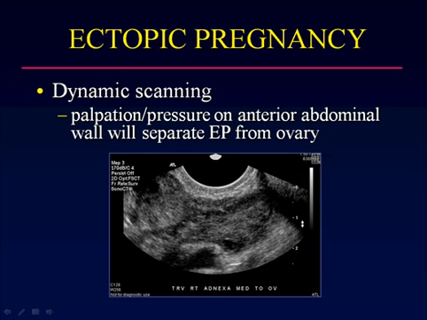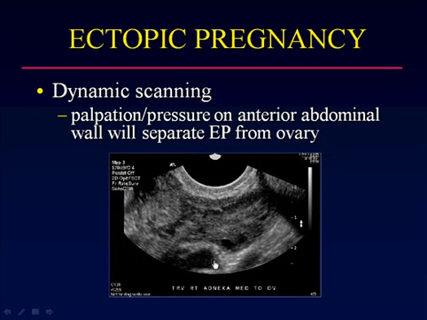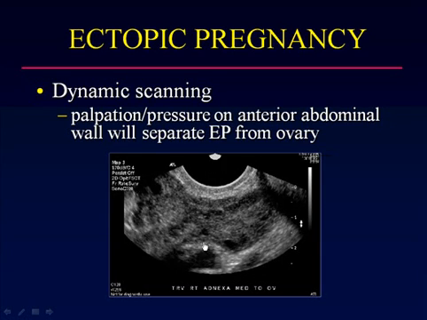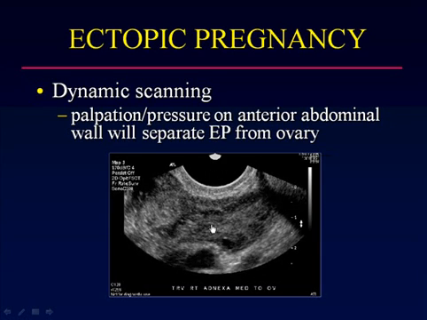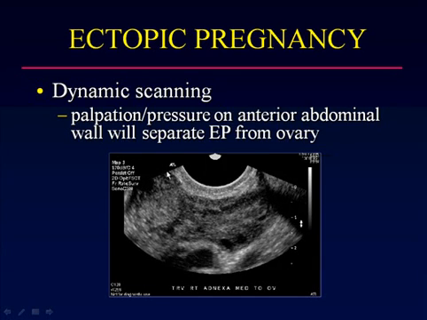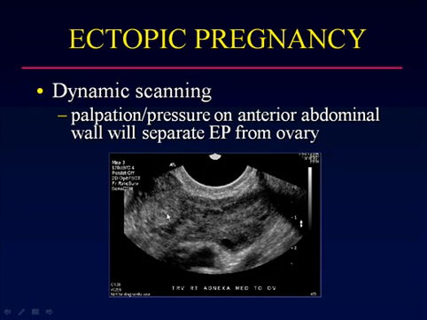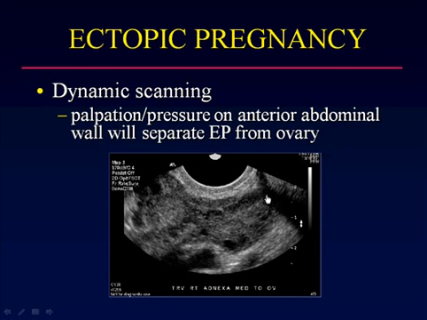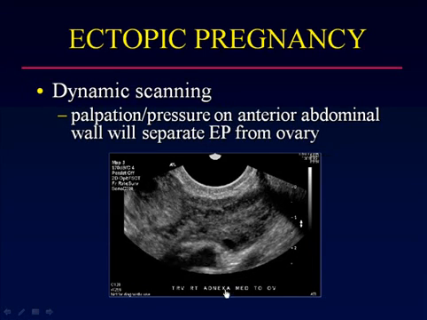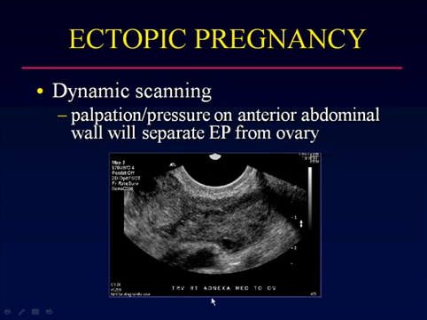And then the last thing you might try and do is dynamic scanning, and you push on the anterior abdominal wall and you see if you can separate the cystic structure that you see here on the left-hand side of the slide from the ovary here on the right-hand side. This is a video clip demonstrating that as we push anteriorly, you can see that the ectopic pregnancy, which is very echogenic, moves quite separately from the ovary here, which is hardly moving at all, implying that this structure is separate.